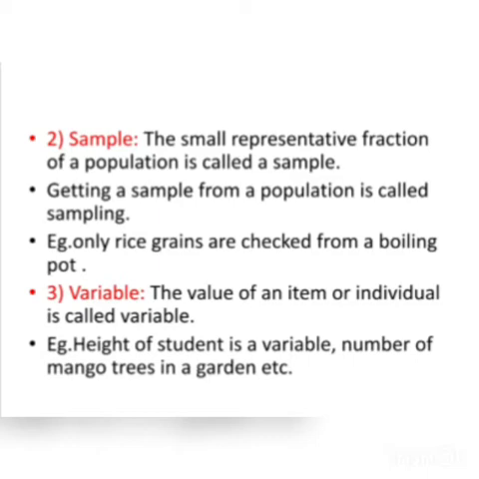Only some or a few rice grains are checked from a boiling pot. When we cook rice in any container, what do we do? We just collect some grains from that boiling pot and check whether the rice is cooked or not. That means we take a small sample from the whole rice which is boiling in the pot. So that is known as a sample. A small representative fraction of a population is called a sample.